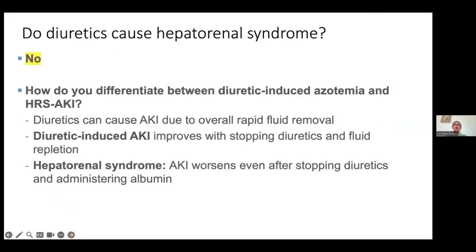Great. Okay. Now, one question that comes up all the time is, do diuretics cause HRS? And the short answer is no. How do we differentiate diuretic-induced azotemia, renal failure, and HRS-AKI? So diuretics obviously can cause AKI if you over-diurese someone, or if you cause overly rapid fluid removal. But if that is the cause, then you stop the diuretics and you give fluids back if you've dehydrated the patient. And if it's diuretic-induced AKI, the creatinine will improve. But if it's HRS, the AKI will worsen even after stopping diuretics and giving albumin.